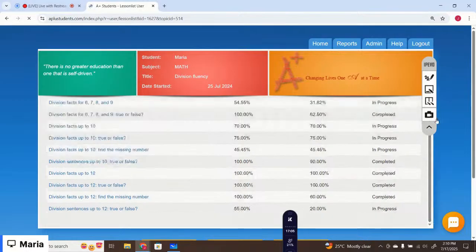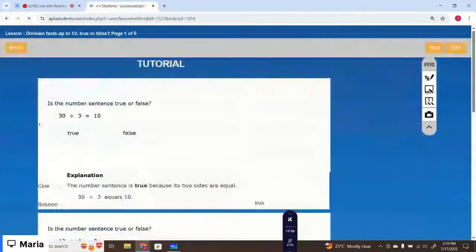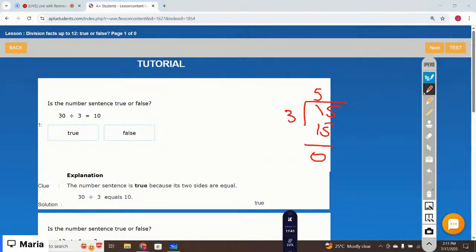Division facts up to 12, true or false. Is the number sentence true or false? 30 divided by 3 is 10. So just divide and see if that is true or false. 30 divided by 3, right?